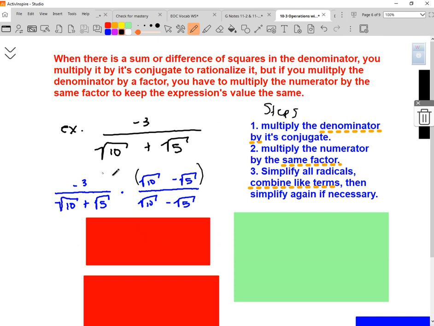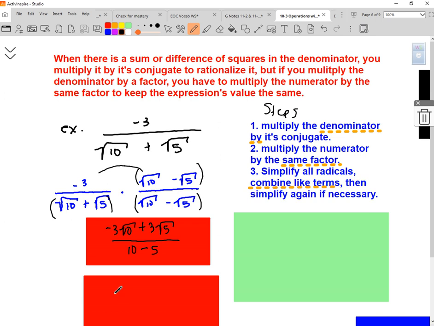So the numerator here would be negative 3 times the square root of 10, or negative 3 square root 10. And then negative 3 times negative square root 5, so plus 3 square root 5, all over, when we multiply these, we're going to take the shortcut now. We're not going to do the long method. It's always going to be square root of 10 times the square root of 10 is 10. It's always going to be minus. Square root of 5 times the square root of 5 is 5. That's always what we're going to do.